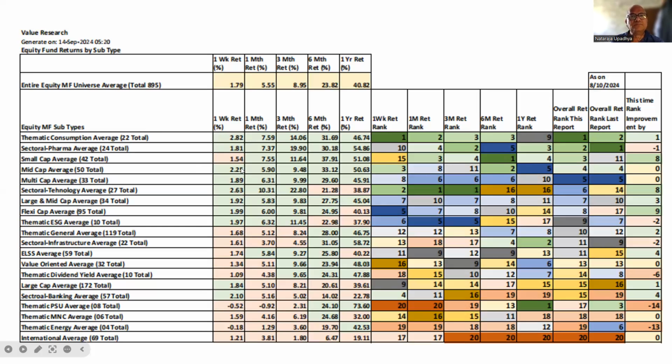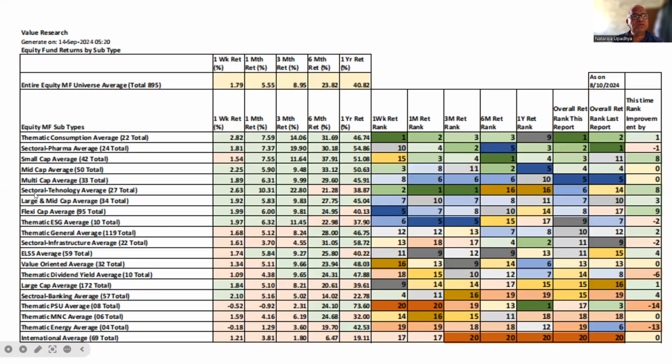Next comes the mid cap funds. Mid cap funds are all green, have a ranking of 3rd for a week, 8th for the 1 month basis, 11th for 3 months basis, 2nd for 6 months basis, 5th for 1 year basis. Overall ranking was 4th. That is how it was 1 month back also. So overall ranking gain is nil. Next comes multi-cap funds. Multi-cap funds, again green meaning above average in all timelines, and the overall ranking came to 5th, which is same as last time, no change.